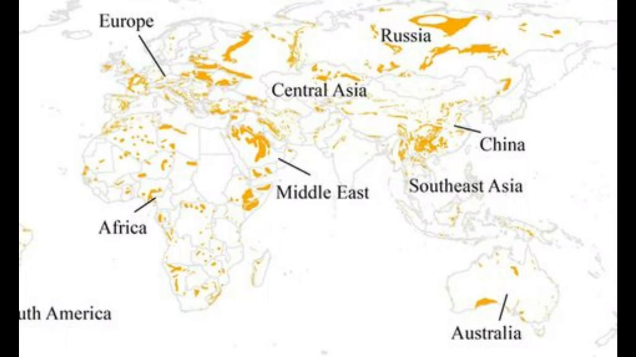Karsts are found in widely scattered sections of the world, including France, the United States, Africa, Australia, Russia, India, Southeast Asia, and China.